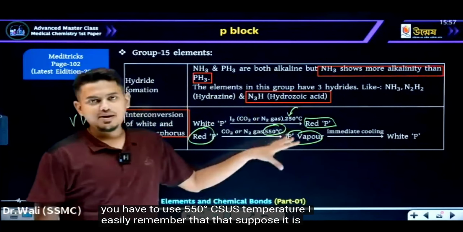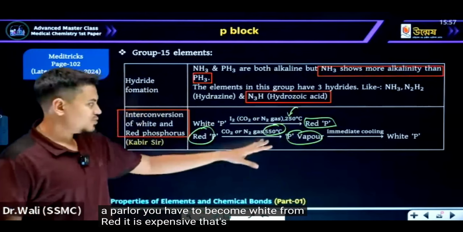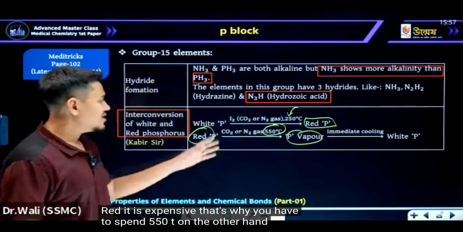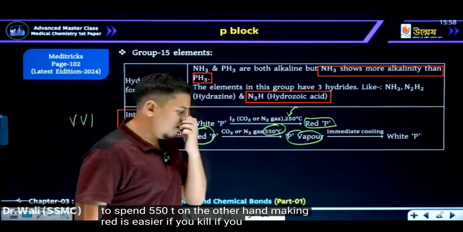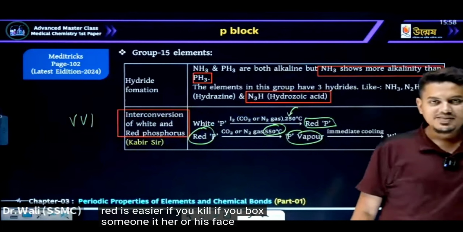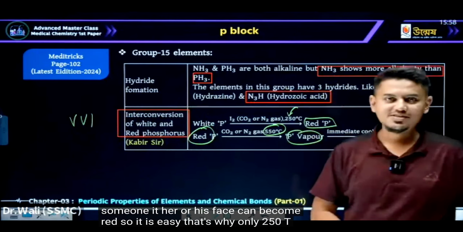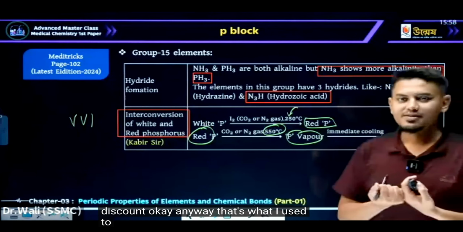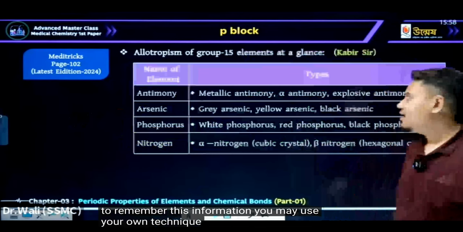I easily remember that. Suppose it is a parlor, you have to become white from red. It is expensive. That's why you have to spend 550 taka. On the other hand, making red is easier. If you box someone, her or his face can become red. So it is easy. That's why only 250 taka. Okay. Anyway, that's what I used to remember this information. You may use your own technique.